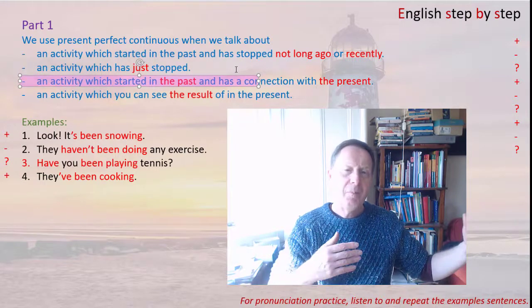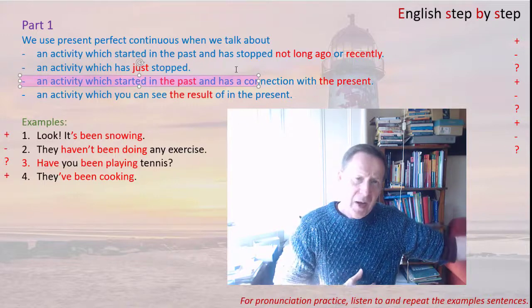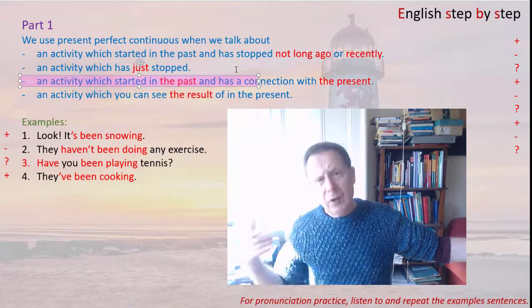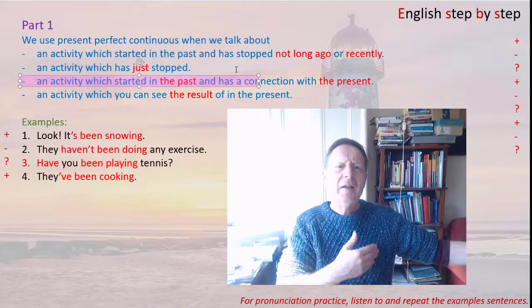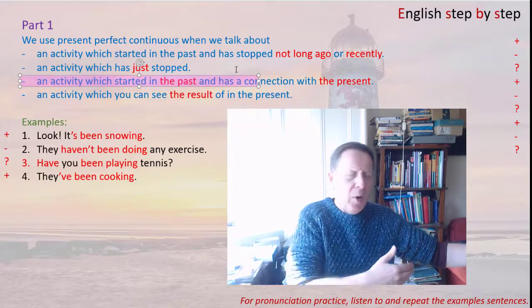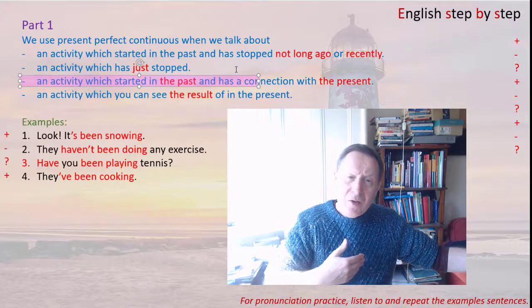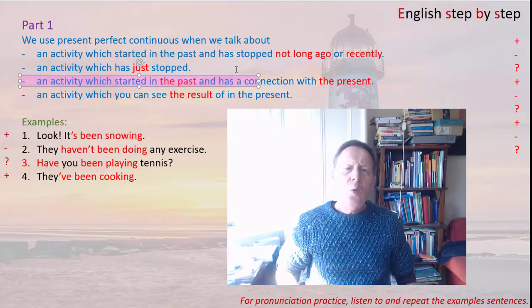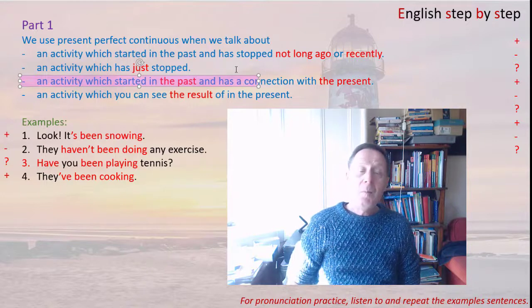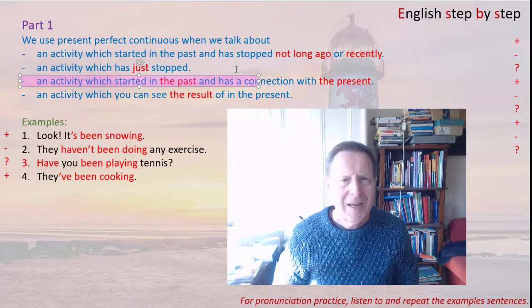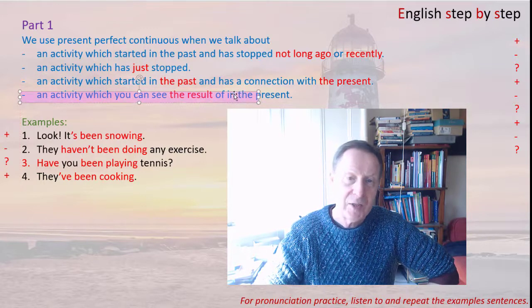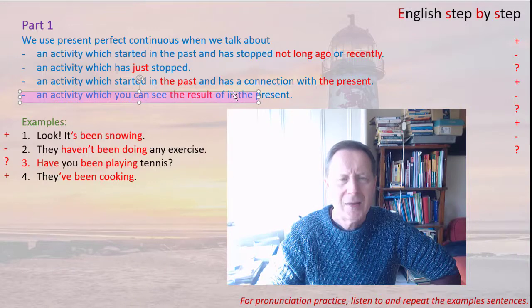So we're talking about a period which started in the past and continued until the present, and maybe it will continue in the future, or maybe it has just stopped. But the point is, we have a period of time that continued up until the present. So when we use present perfect, we're combining the past and the present together. So let's look at the next rule. To describe an activity in which you can see the result in the present.